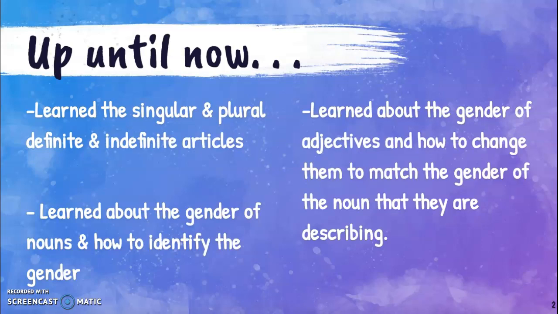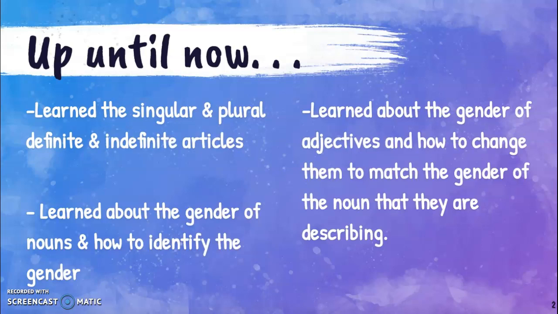So remember when we were talking about nouns, every single noun has to have a gender, so it can be masculine or feminine. The way we identify the gender is by looking at the last letter or the last two letters. So remember, if it ends in the letters D, N, A, or AS, then it is feminine. And if it ends in O or OS or any other consonant, then it is masculine.